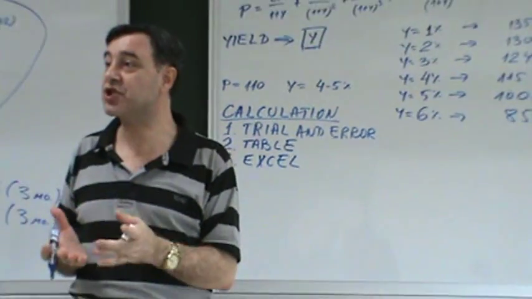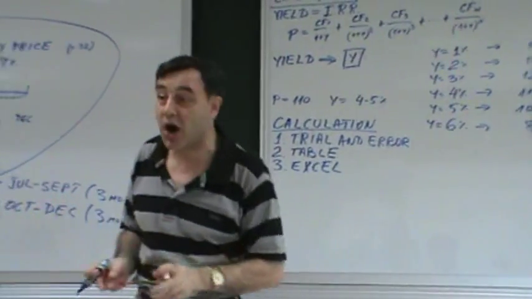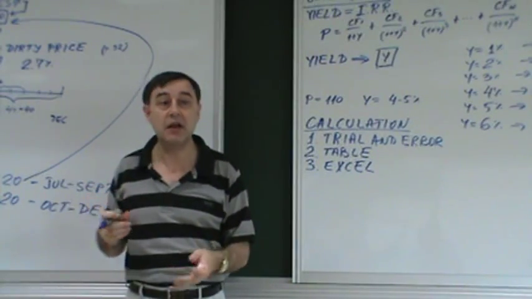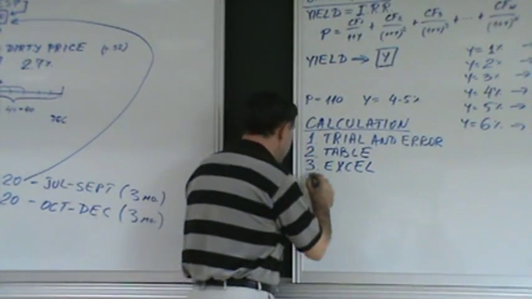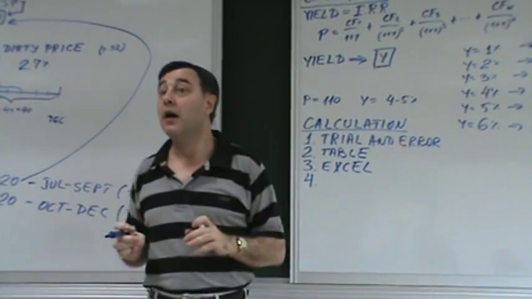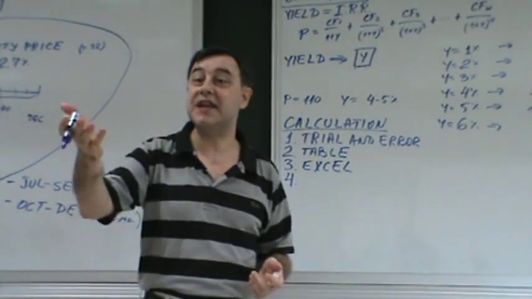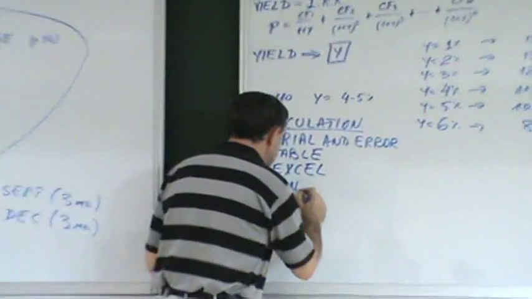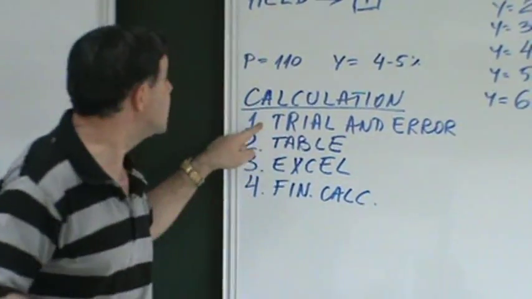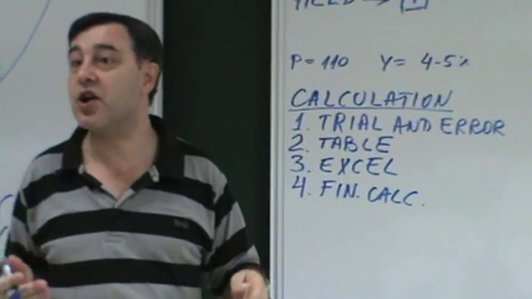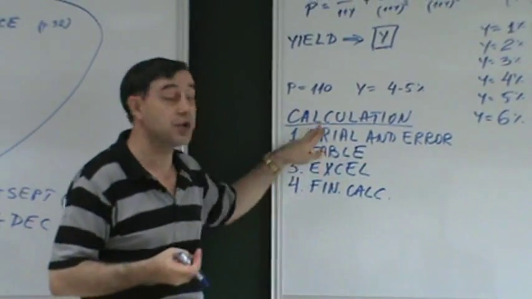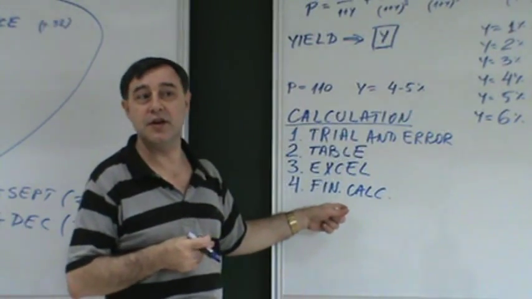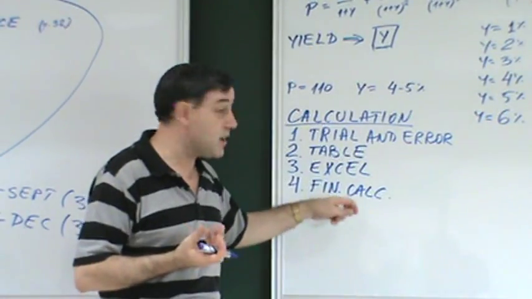Excel has built-in functions, easy, straightforward. You punch in whatever the numbers are. You have a function in Excel. Boom, does it for you. Number 4. You got calculators. Some of you I saw were bringing in financial calculators. And of course, a financial calculator will be doing a similar type of trial and error interpolation. That's how it's called, interpolation. And a financial calculator will also do it for you.